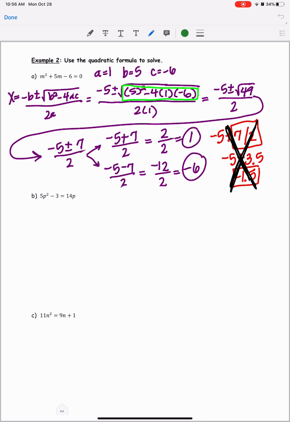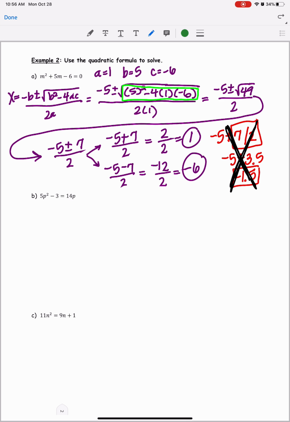Okay, let's try B. On B, step 1, is it in the correct form? This one is not because it does not equal 0. So to get this to equal 0, we've got to subtract our 14p over. It's going to cancel over here and leave me with 0. Can I combine my negative 14p with a p squared or no p at all? No, you cannot. So we're going to put this side by side, in order of squared, variable, no variable. So we have A, B, and C.